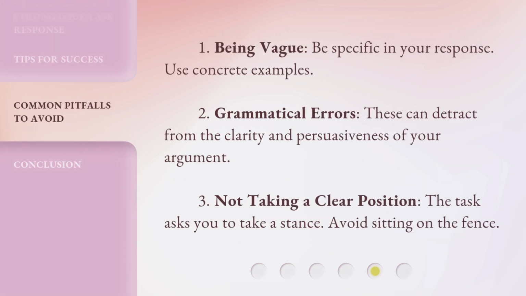1. Being vague. Be specific in your response. Use concrete examples. 2. Grammatical errors. These can detract from the clarity and persuasiveness of your argument. 3. Not taking a clear position. The task asks you to take a stance. Avoid sitting on the fence.